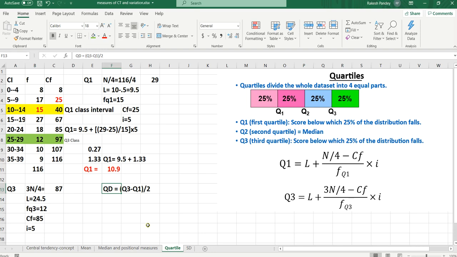Q3 minus Q1 is the interquartile range, and we have divided it by 2, meaning half, that is the semi-interquartile range. So thank you very much for this class, and in the next class I will discuss the computation of mode.